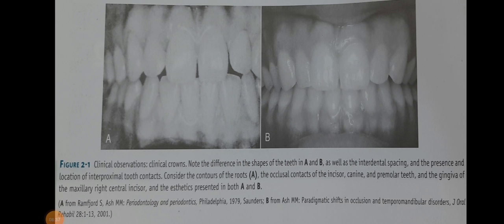Now, variability. It is not enough to know just the normal morphology of the teeth. It is also necessary to accept the concept of morphological variability in a functional, aesthetic, and statistical sense.